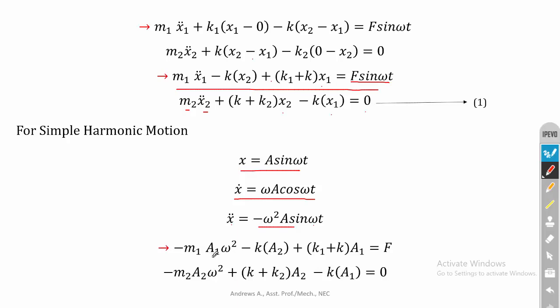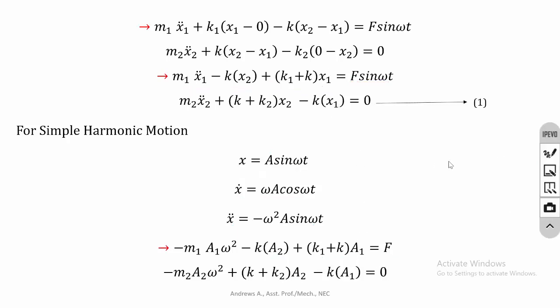So we will get minus m1 a1 omega square. In the place of x1 double dot, I have substituted minus omega square a1, then minus k into a2 in the place of x2, then plus k1 plus k into a1 in the place of x1, that is equal to F, because we are going to neglect the sin omega t. So the magnitude of sin omega t or cos omega t is considerably less when compared to the amplitude. So for the second mass, it is m2 in the place of x2 double dot, it is minus a2 omega square, then plus k2 instead of x2 it is a2, minus k into a1 instead of x1, that is equal to 0.